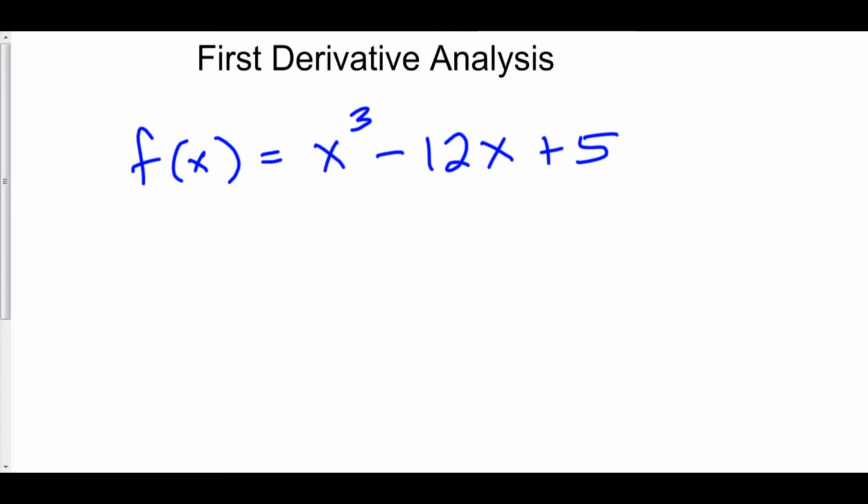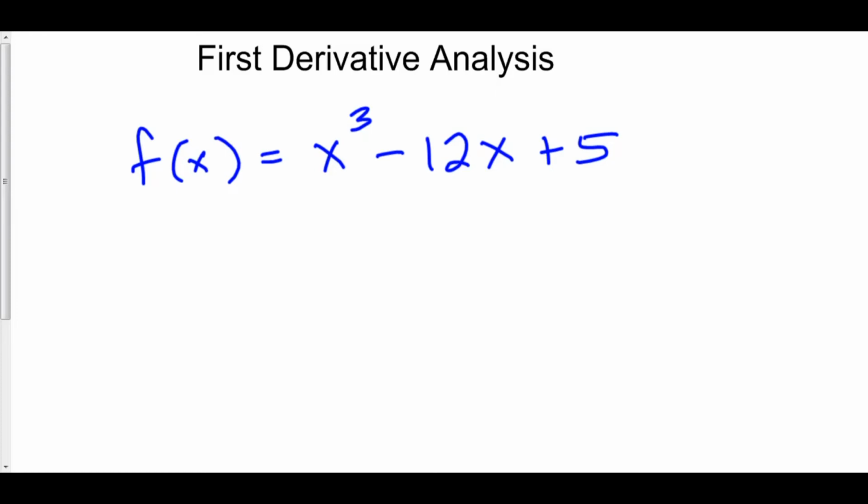Now, we have a local max at x equals negative 2 because f prime is changing from positive to negative at x equals negative 2. Likewise, we have a relative min at x equals positive 2 because f prime is changing from negative to positive at x equals 2. Not only that, but this graph right here actually also tells us where f is increasing and decreasing. Remember that f increases when f prime is positive, and that f decreases when f prime is negative.